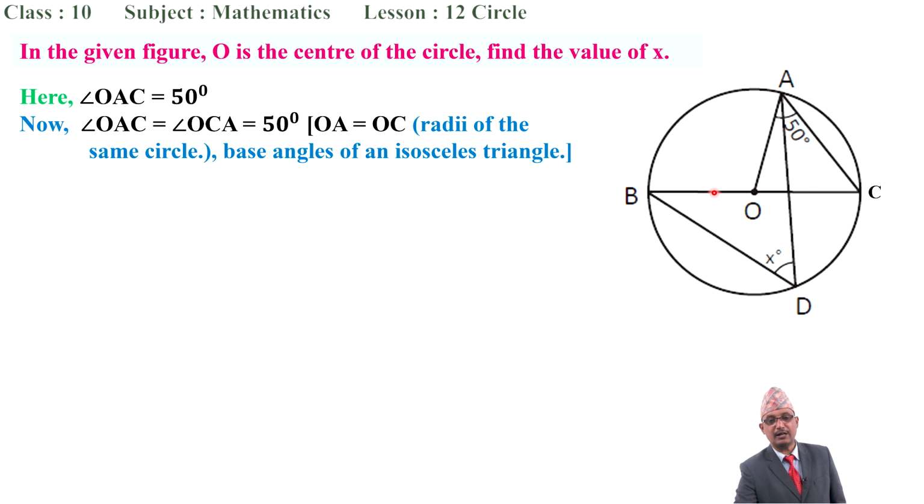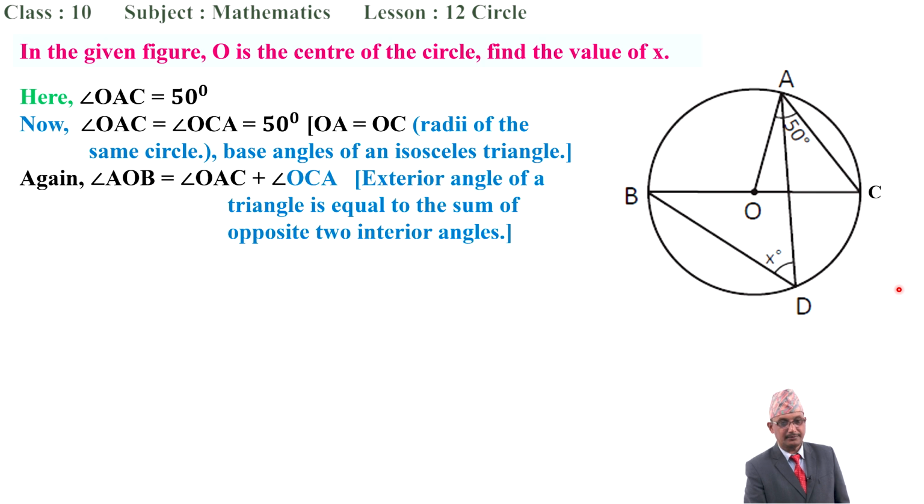And exterior angle equals what we know? Sum of opposite interior angles. So what can we write? Angle AOB equals angle OAC plus angle OCA. AOB, the exterior angle, equals angle OAC plus angle OCA. Why? Because we know that the exterior angle of a triangle is equal to the sum of the opposite interior angles.